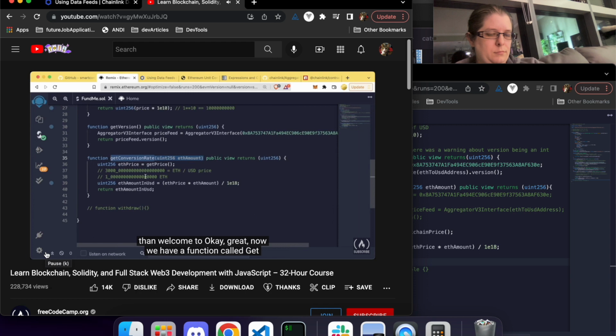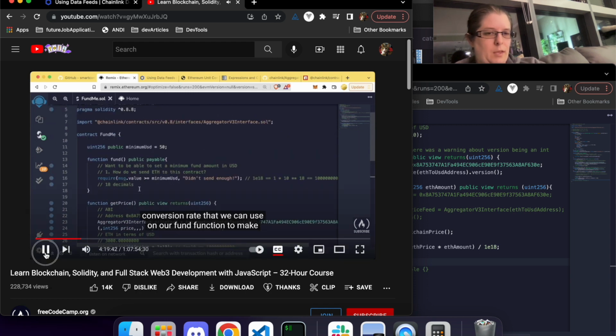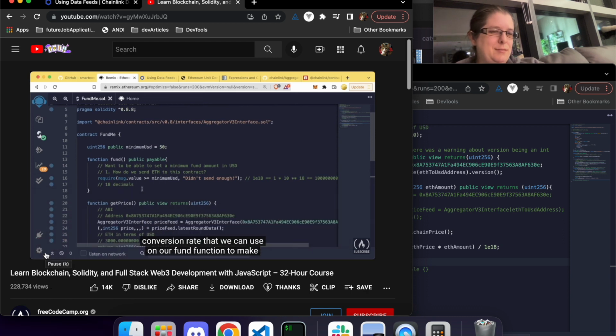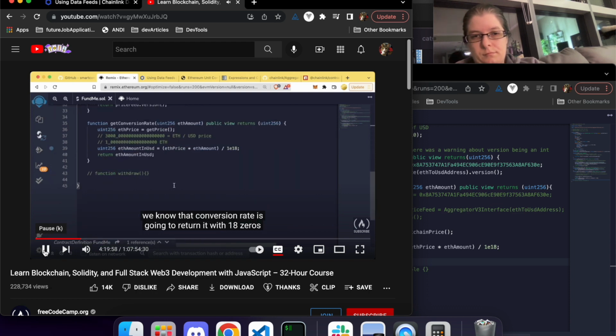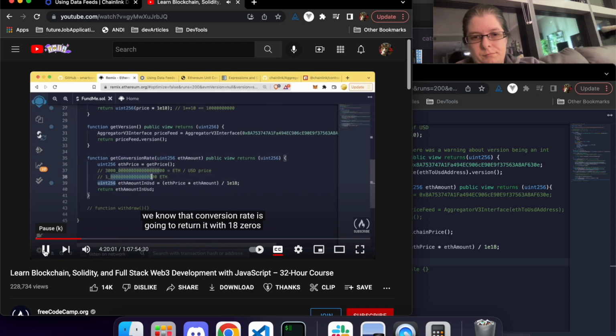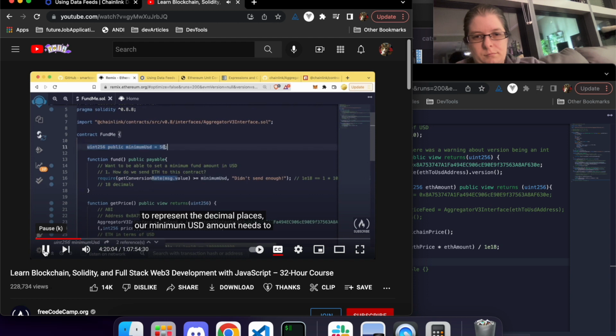Okay, great. Now we have a function called getConversionRate that we can use in our fund function to make sure we've sent enough message.value. So all we need to do is check that getConversionRate of message.value is greater than the minimum USD. Of course, right now our minimum USD is just 50, and we know that getConversionRate is going to return it with 18 zeros to represent the decimal places. Our minimum USD amount needs to be upgraded to 50 times 1E18, or again, 1 times 10 raised to the 18th. I'm going to deploy this to a testnet just to demo.